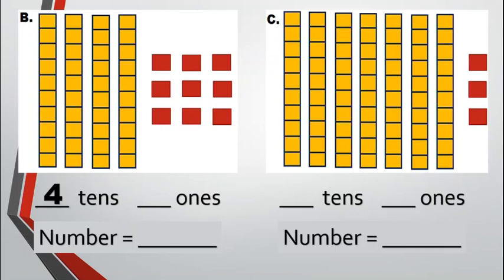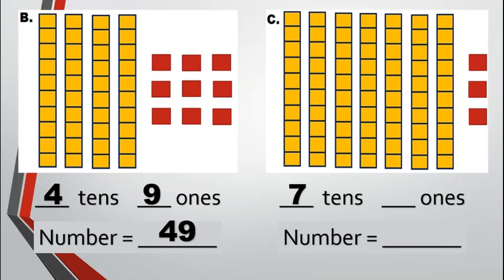Let's start with letter B. There are 1, 2, 3, 4. So there are 4 tens. How many ones? 1, 2, 3, 4, 5, 6, 7, 8, 9. So we have 9 ones. So what would be the number we have formed here? Very good. Letter B is the number 49. Good job.